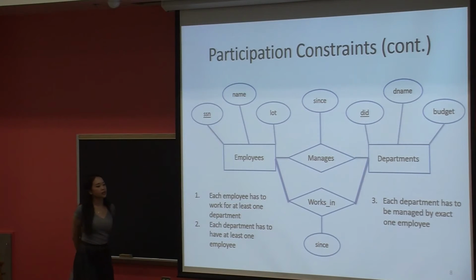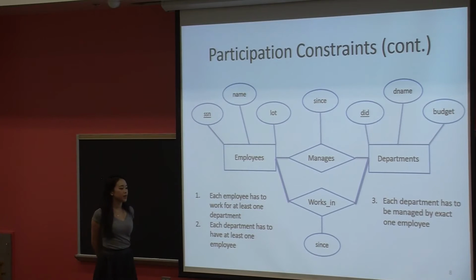How about the third one? We say each department has to be managed by exactly one employee. How can we break down the idea of exactly one? So at least one and at most one. Yeah, it's at least one and at most one. So what would you do with that then? Yeah. So from the department to the managers, not only do you add a thick line, you also make it an arrow. Okay.